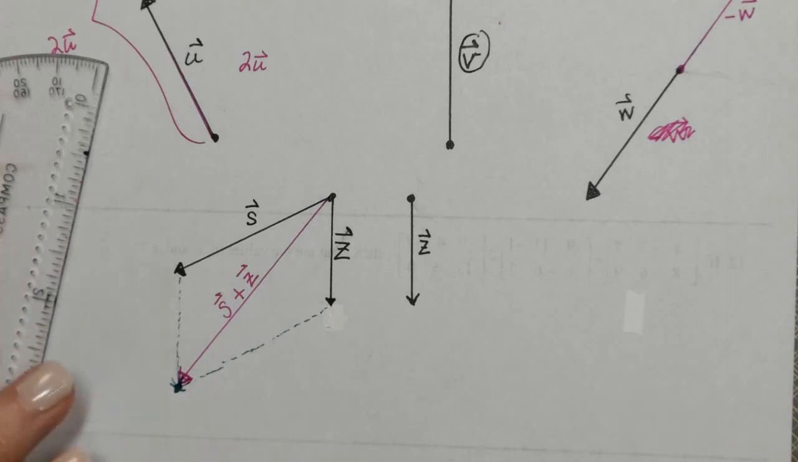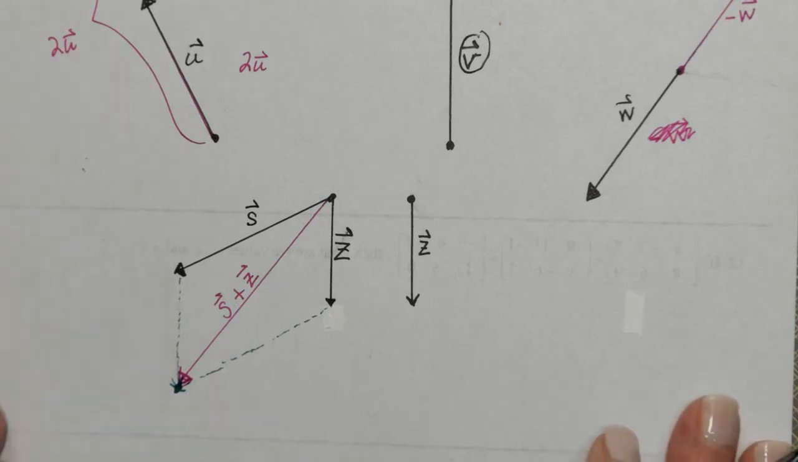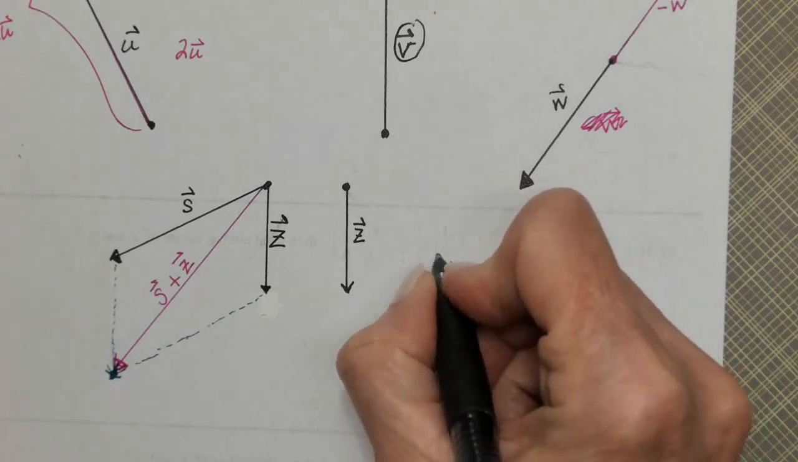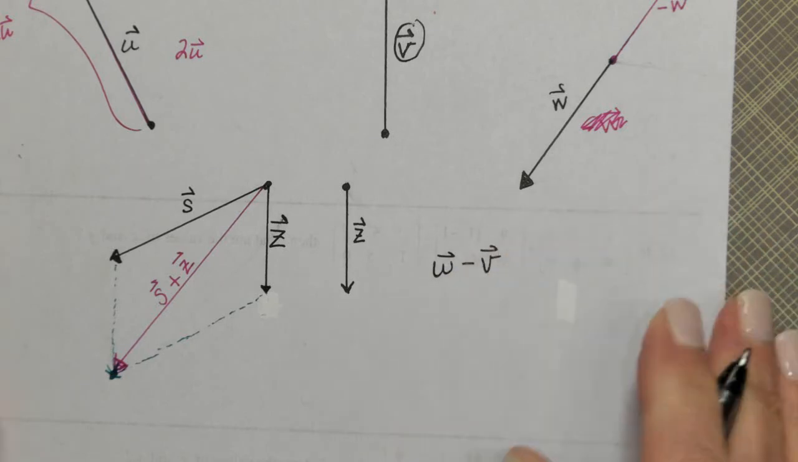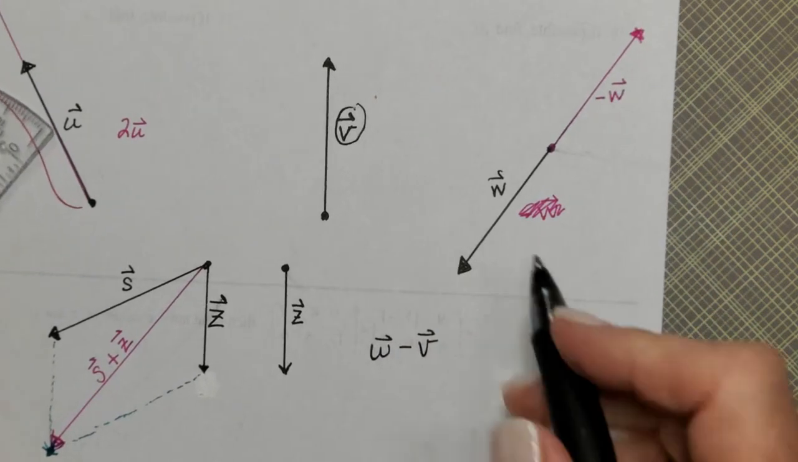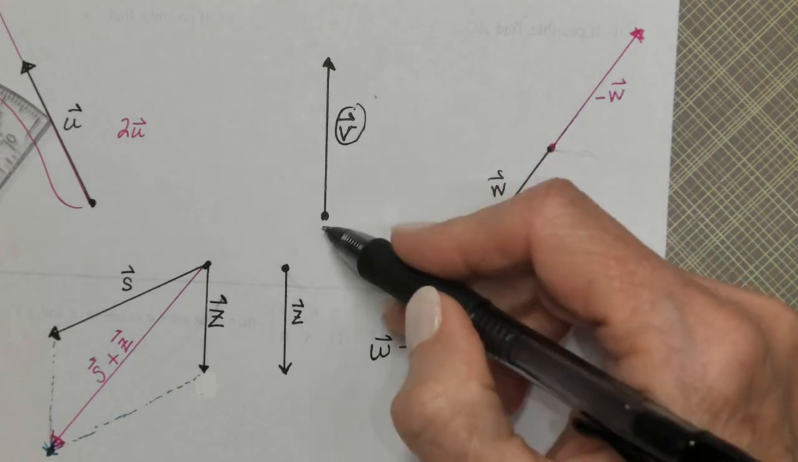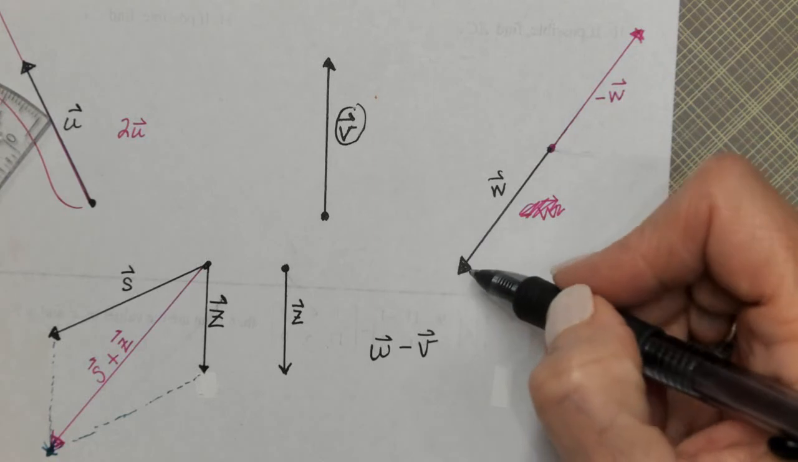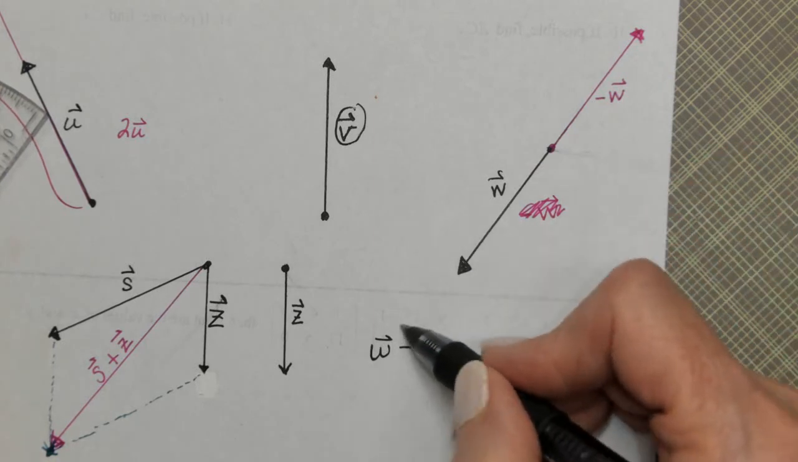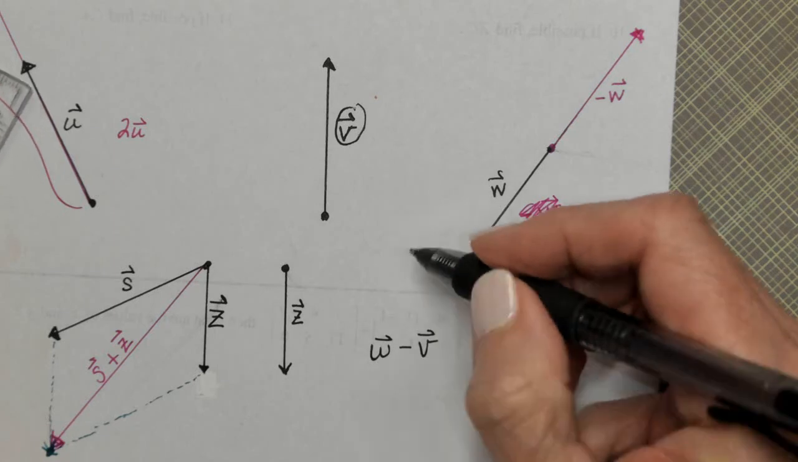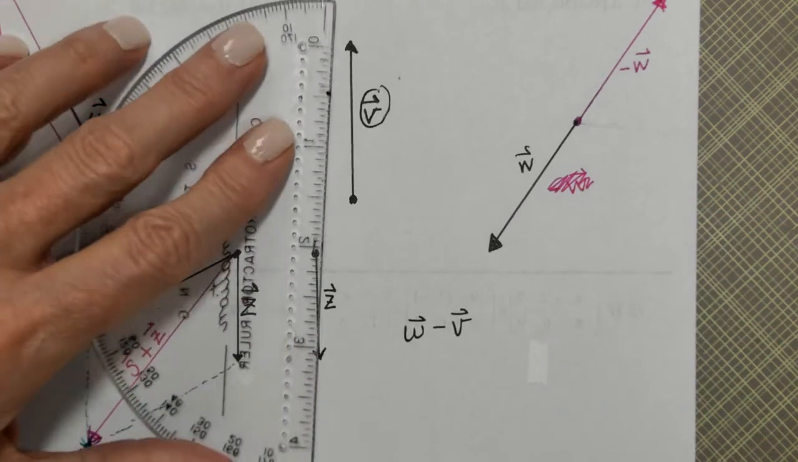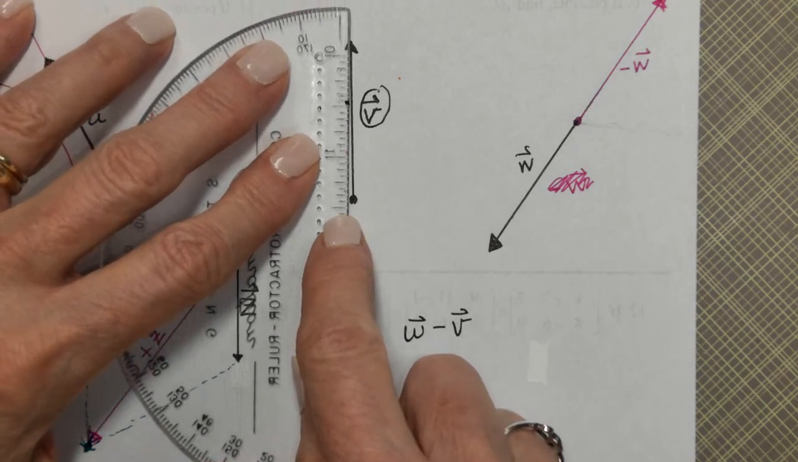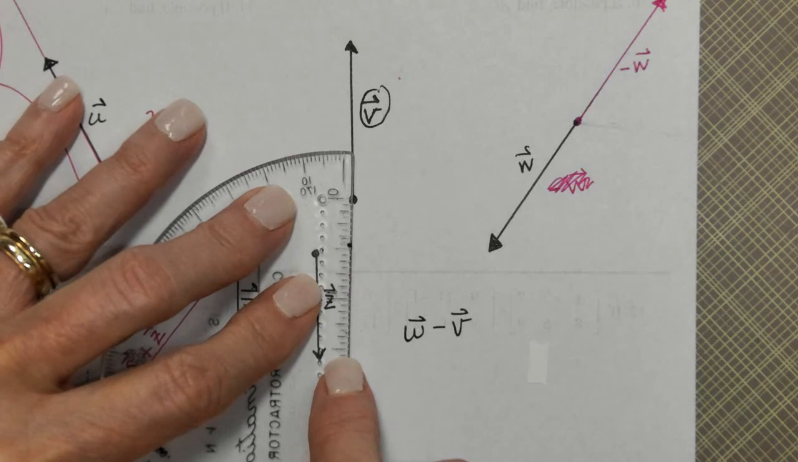Okay, what if I wanted to do w minus v. Here's w, here's v. First of all, I need negative v. Negative v would be the same magnitude, about to here, but in the opposite direction.